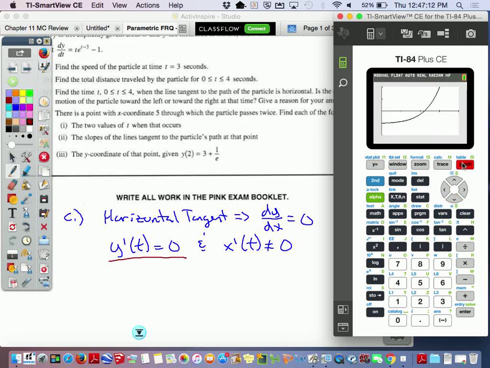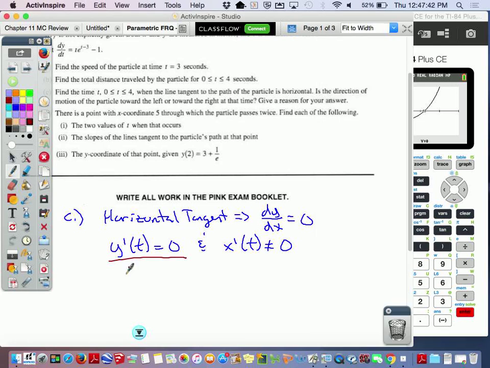When I hit graph, we'll see that we cross the x-axis at this point right here. So we want to find that value by doing second trace, zero. So the left side, turns out I'm right there, and then I just have to arrow over to the right side, hit enter, enter again, and it tells me that t value. So t is equal to 2.208.